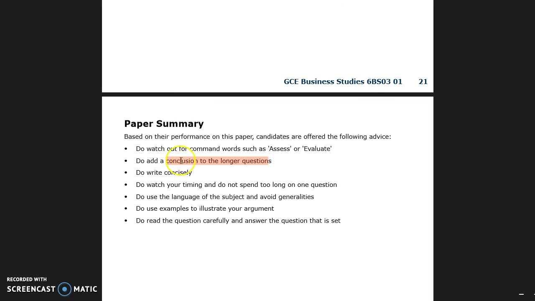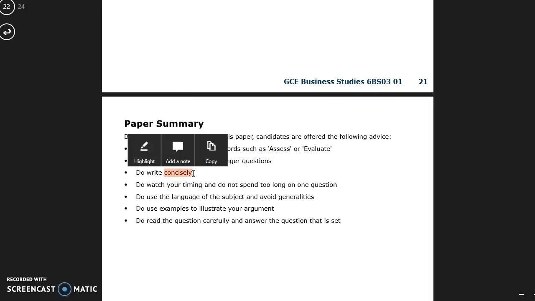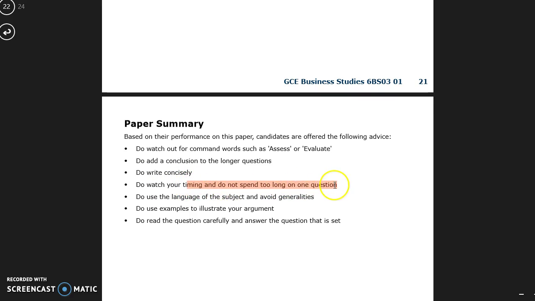Write concisely, as in get to the point. No need to waffle. Some of you guys are quite wordy. You might say another benefit to the UK businesses of the Chinese economy growing is, when all you really need to do is say another benefit is and get stuck in. So that'll help with your timing as well. Don't spend too long on the question. You guys should know 40 minutes section A, 50 minutes section B.